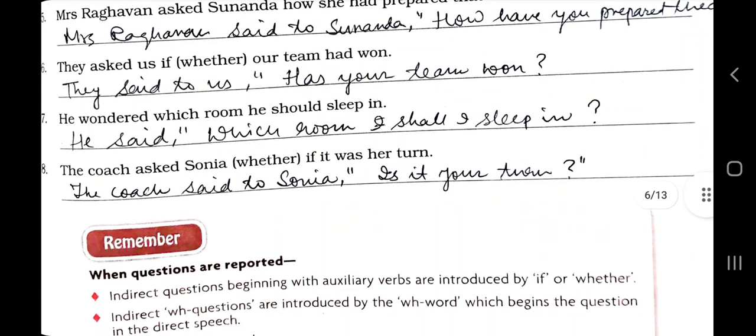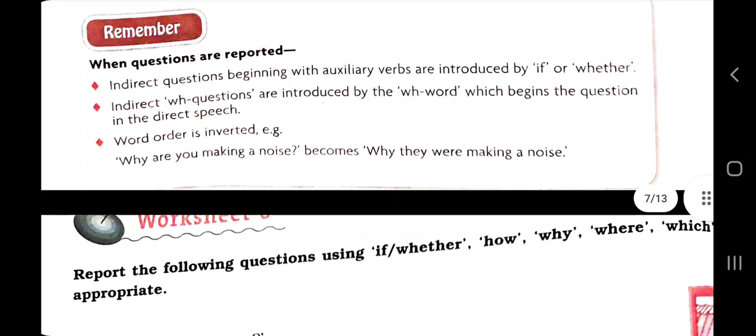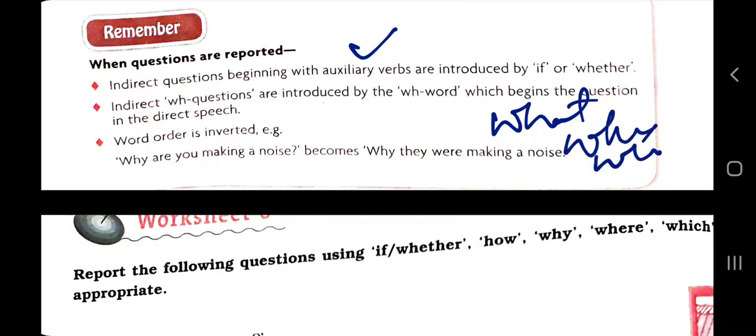Direct speech. Now remember, when questions are reported, all these are questions. Indirect questions beginning with auxiliary helping verbs like has, shall, will, is, are, all these are helping verbs, and are introduced by if or whether. Indirect WH questions: WH means what, when, where. WH questions are introduced by the WH words which begin the question in direct speech. Now the word order is inverted, like why are you making a noise becomes why they were making a noise.